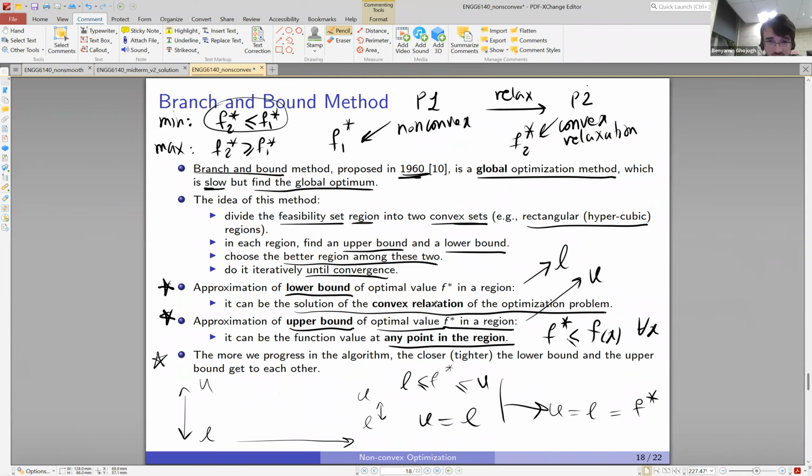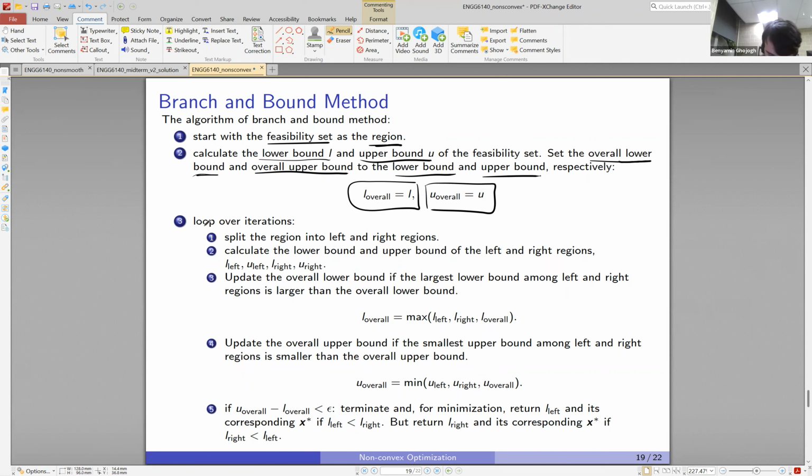Now we have a loop over iterations, because it is an iterative method, right? Split the region. Initially the region is the feasibility set, but later on the regions become smaller and smaller. Split the region into left and right regions. By left and right, I'm just saying that for the sake of notation, but it's not necessarily left and right, because in high dimensions you can't define any left and right. I mean into 2 regions, okay? But for simplicity, I named them left and right regions.